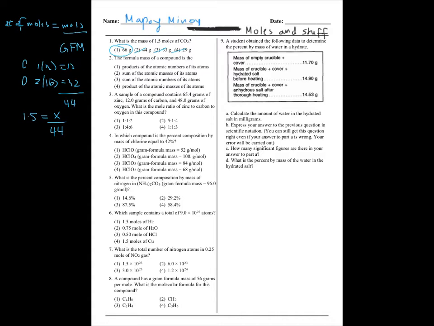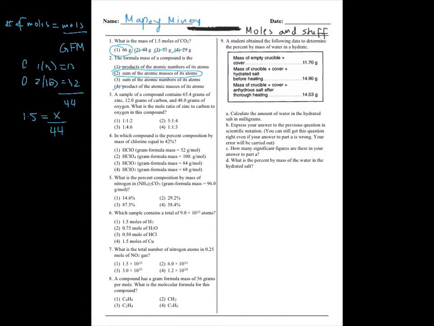Okay? Number 2. Formula mass of a compound, this is the same as molar mass, is the sum, so we could cross off 1 and 4, of the atomic masses, not the atomic numbers. Sum of the atomic masses of its atoms.